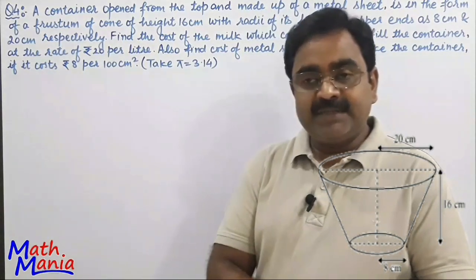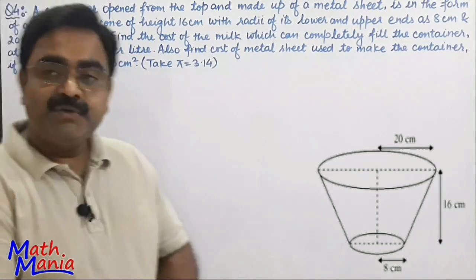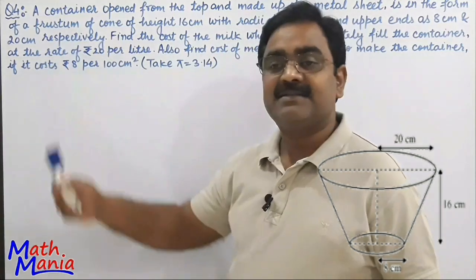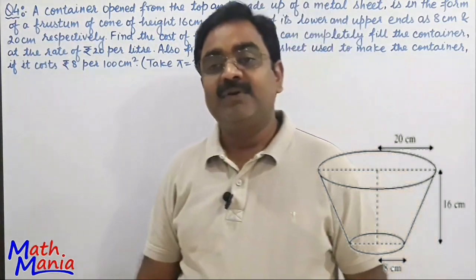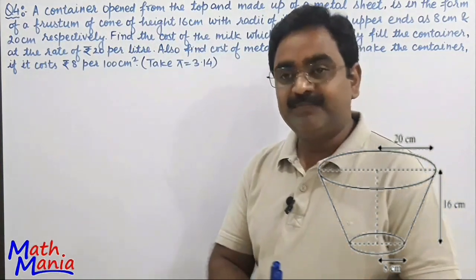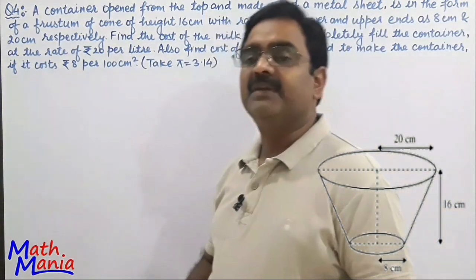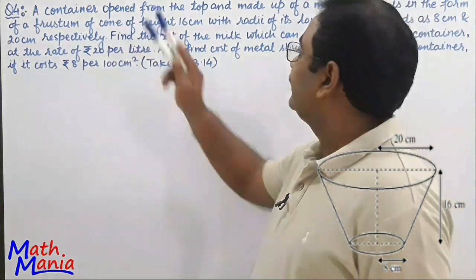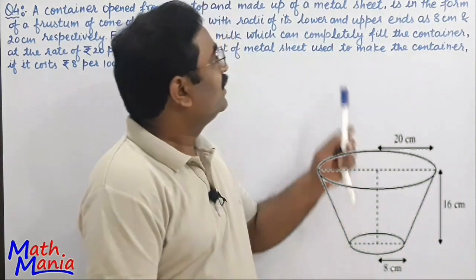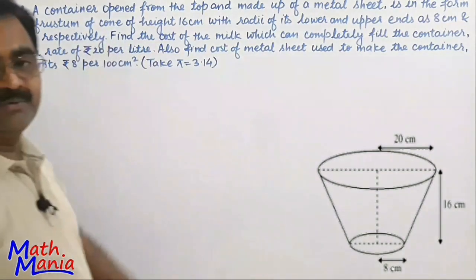So today friends, we came here in front of you with a new question of exercise 13.4, which is question number 4 of exercise 13.4 of the same chapter, surface areas and volume. Right friends, in this question just see what information is given, then we need to solve it. Given that a container opened from the top and made up of a metal sheet is in the form of a frustum of a cone.